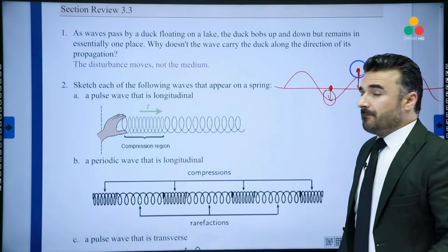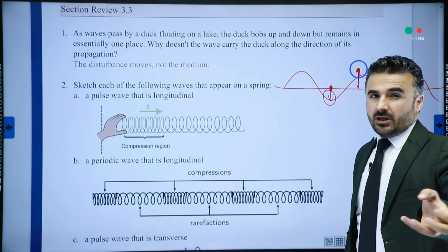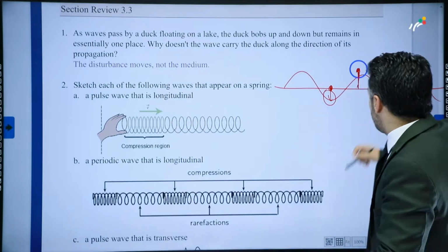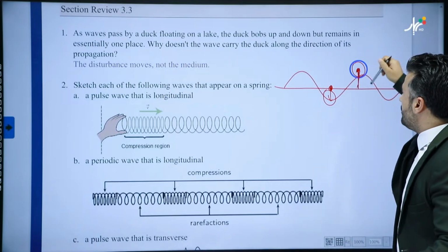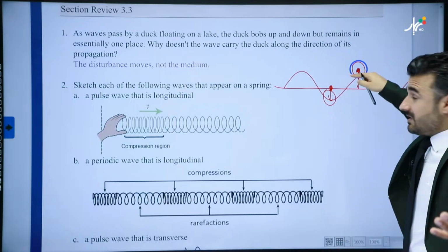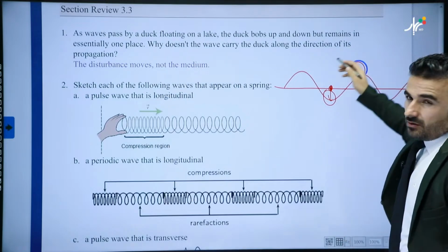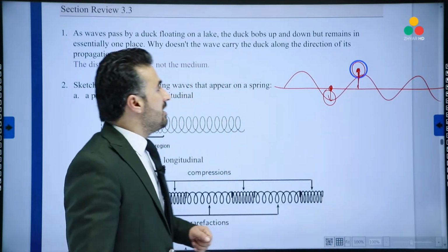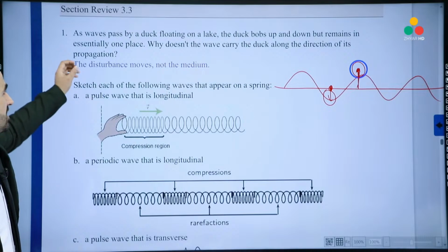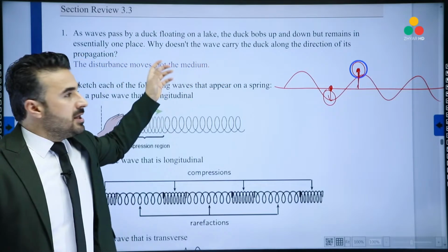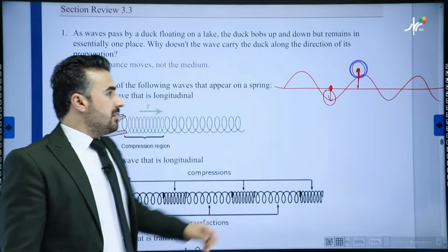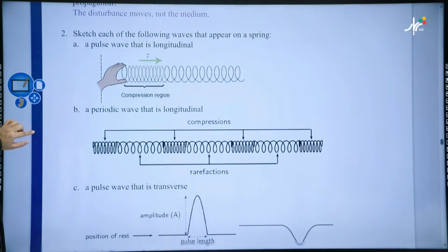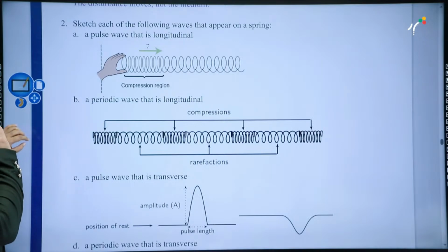What does this tell us? This would tell us that the waves are only transferring energy. This would also tell us that the waves are not carrying the particles of the medium, because if we consider this to be a particle, you would see that it does not change location. If it doesn't change location, that means the particles of the medium are not carried with the waves. Only the energy. Because the disturbance moves, not the medium. The motion of the wave will carry the energy, not the particles.